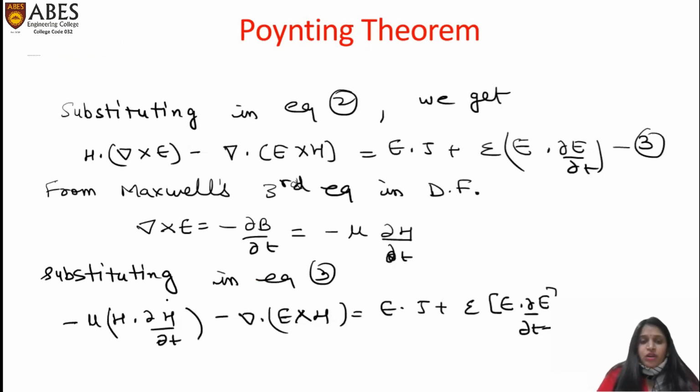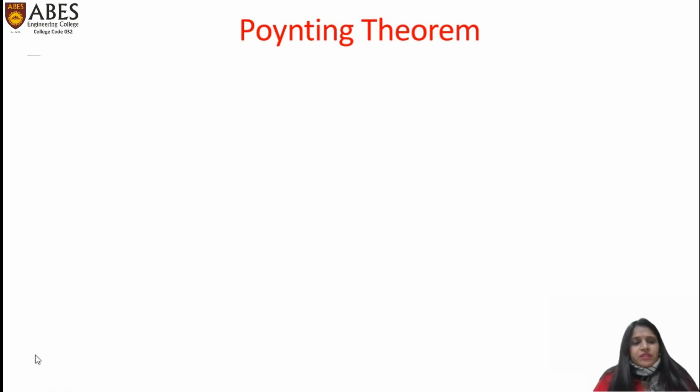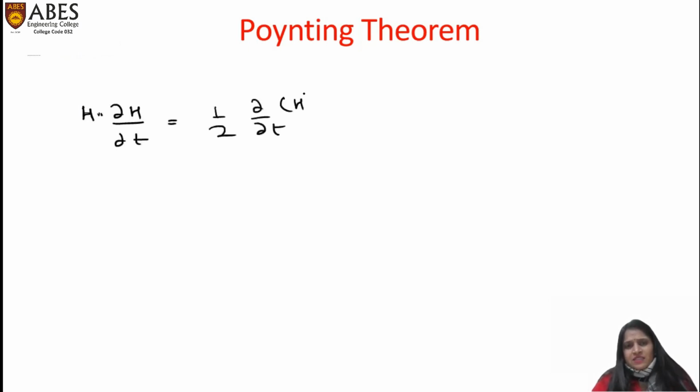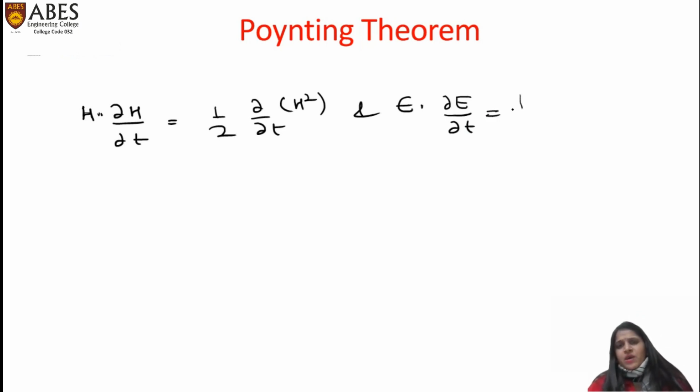Now, from the partial derivative property, we can write the value of H dot del H by del T as half del by del T H square, and E dot del E by del T, from the partial derivative property, as 1 by 2 del by del T E square.